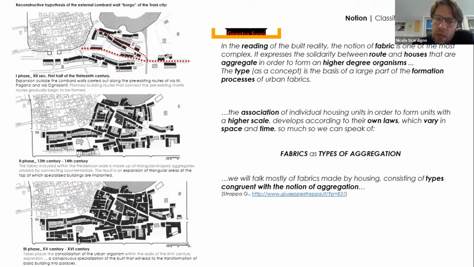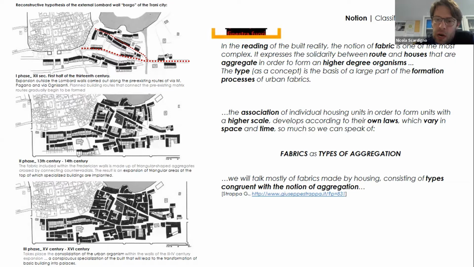So the association of individual housing units in order to form units of higher scale develops according to their own laws, which vary in space and time, so much so that we can speak of fabrics as a type of aggregation. Basically, we talk mostly of fabrics made by housing, consisting of types congruent with the notion of aggregation.